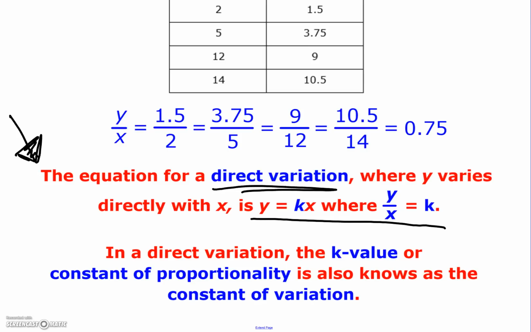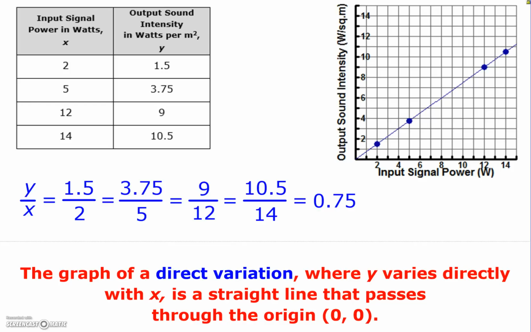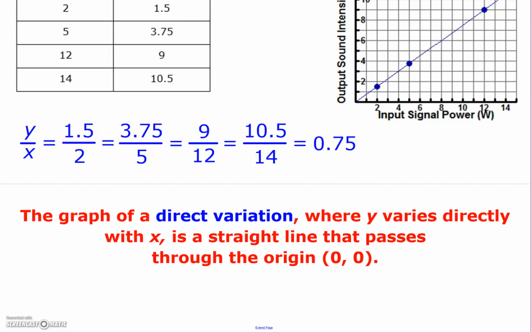In a direct variation, the K value, or constant of proportionality, is known as the constant of variation. Some more vocab that you need to know what it means. So the graph of a direct variation where Y varies directly with X is a straight line that passes through the origin. More information that you need to know right here.